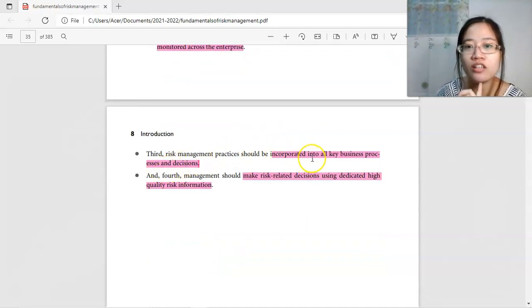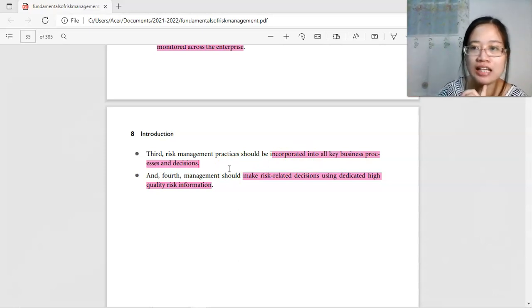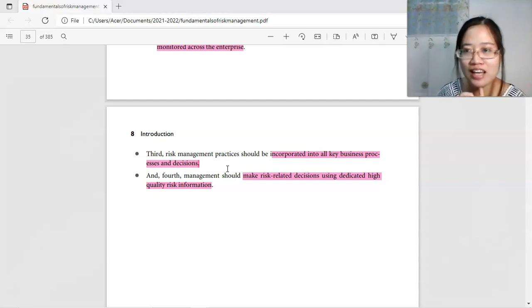Third, incorporated into all key business processes and decisions. Kumbaga, hindi siya hiwalay na trabaho. Naka-embed na siya dun sa business process talaga ng company. Kumbaga, yun nga, pag tatawid ka ng kalsada, diba? Habang naglalakad ka, medyo malayo ka pa sa tatawiran, of course, you're already looking left and right kung may sasakyan ba na parating. Okay? So, ayun.